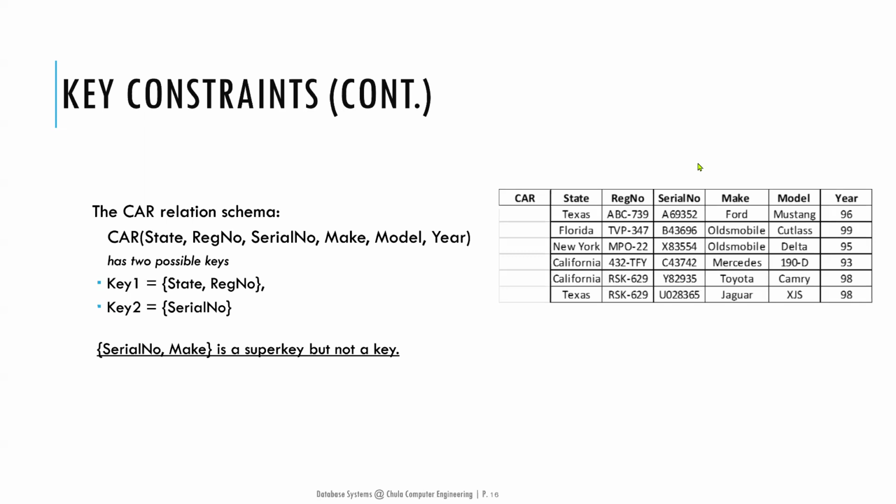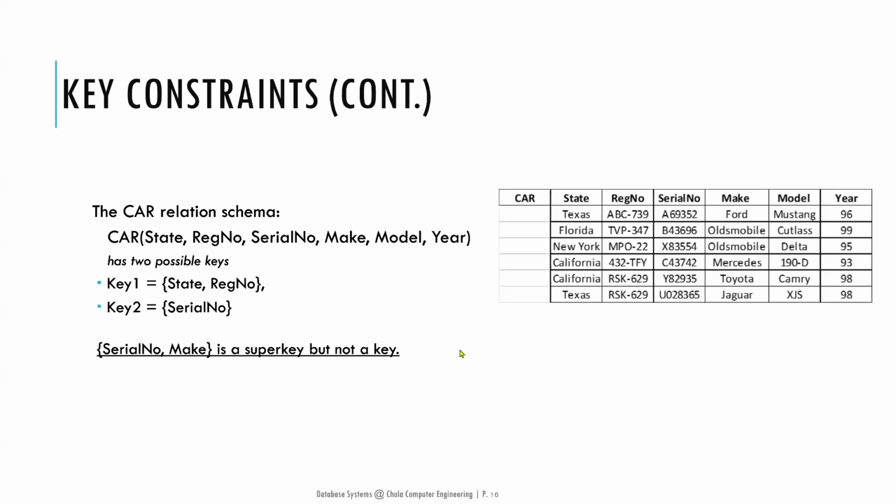However, let me do the opposite. What if I say serial number and make, and set it as a super key? But if I remove serial, I only have make left, right? But make does not have a characteristic that makes every line unique. So make cannot be the key.